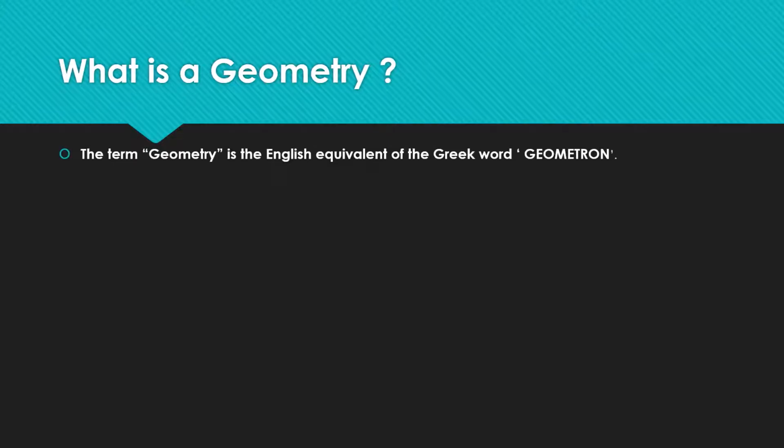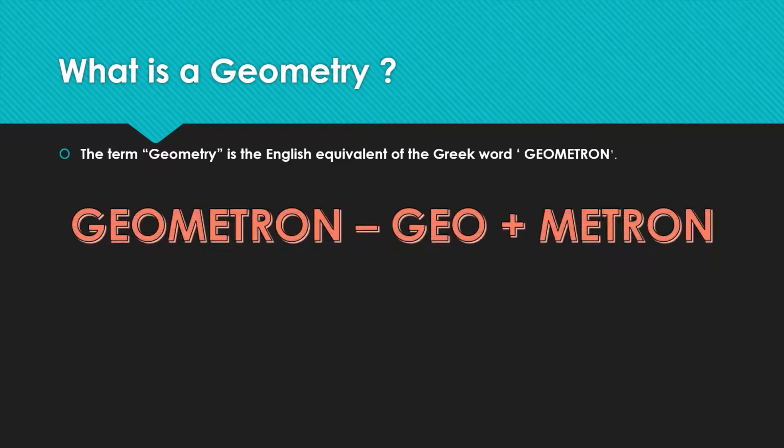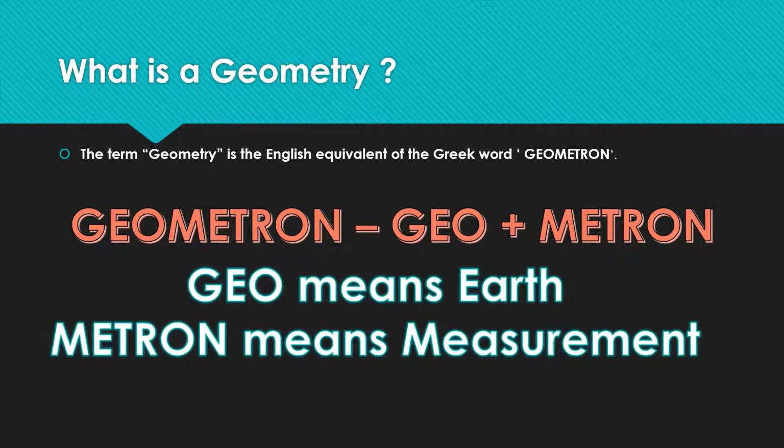Now the first question that comes to our mind is, what is geometry? Well, geometry has a long and rich history, but we will understand it in short form. The term geometry is the English equivalent of the Greek word geometron. It is made up of two words, geo plus metron. Geo means earth and metron means measurement. We do different types of measurement. The study of measurement and the inclusion of all this is called geometry.